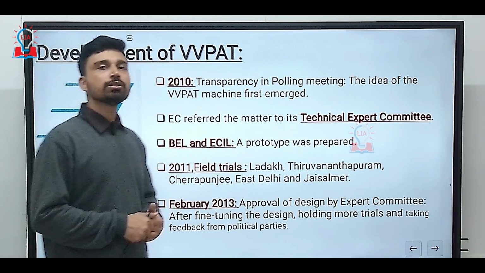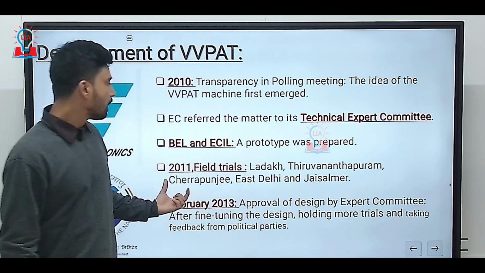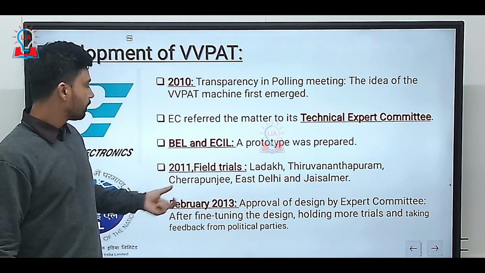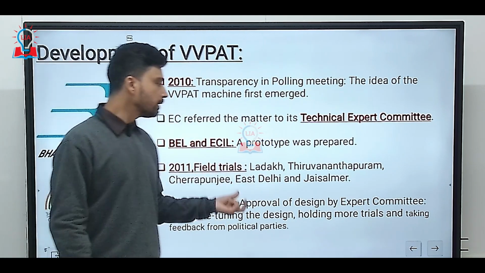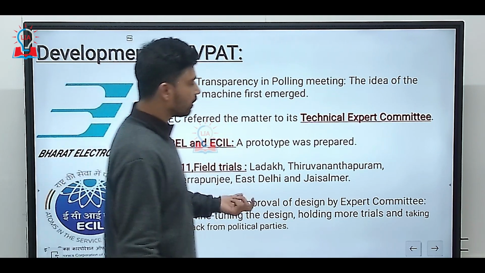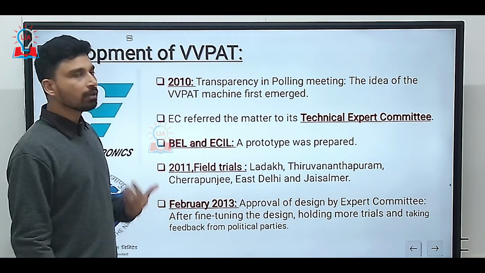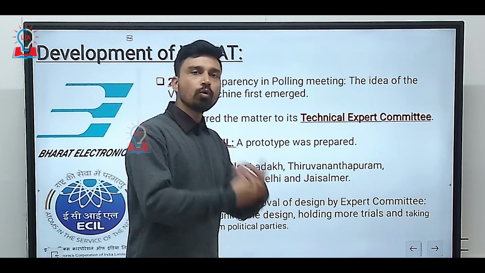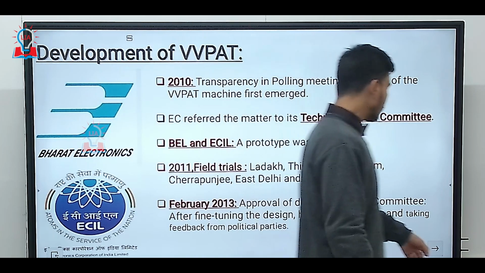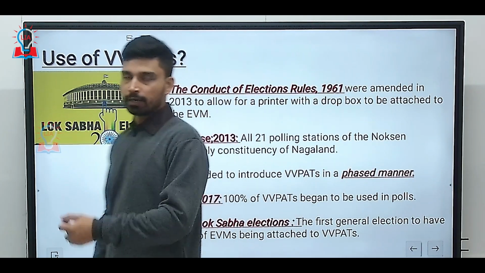the field trials were done by the Election Commission of India in Ladakh, Thiruvananthapuram, Cherrapunji, East Delhi and Jaisalmer. That means representing each of the regions of India. Further, 2 years later, in February 2013, the design of the VVPAT machine as formulated by BEL and ECIL was finally approved by the expert committee of ECI, and after several fine-tunings, holding more and more trials and taking feedback from the political parties, it was in 2013 that the Election Commission of India decided to roll out VVPATs in the elections of India.